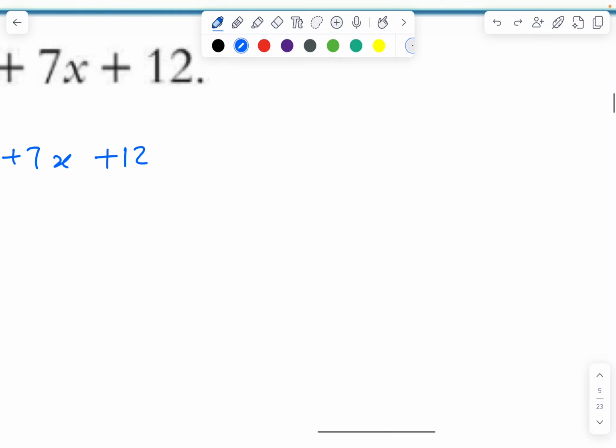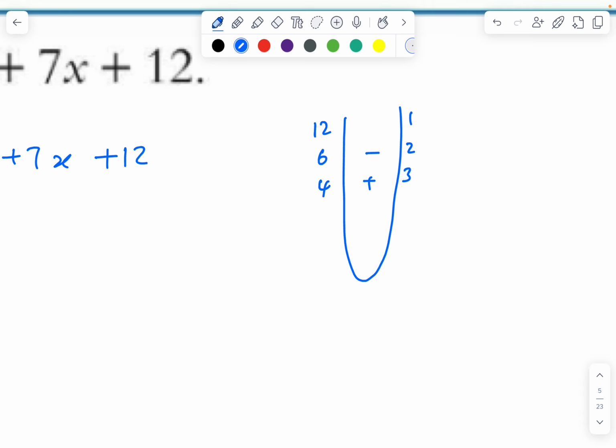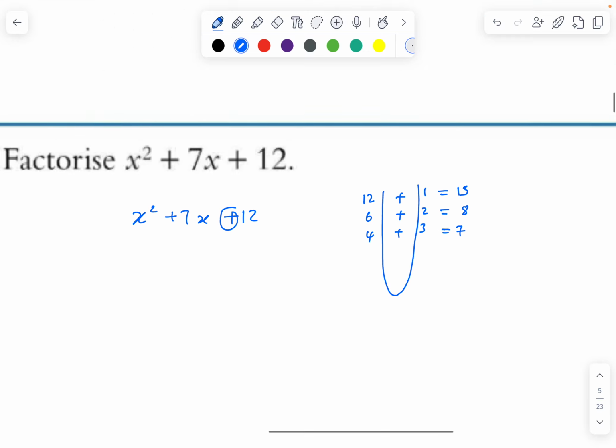Now let's find them. Factors of 12. So that's 12 and 1; divided by 2 gives you 6; divided by 3 gives you 4; divided by 4, it goes back. Then it's a loop. So we add them. Remember, this says we should add them. And then we get 13 here, we get 8 here, and we get 7 there. Now we're looking for these factors. The signs are correct because it's giving us the right sign here.